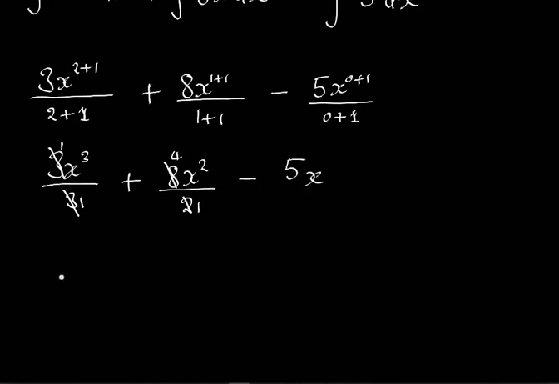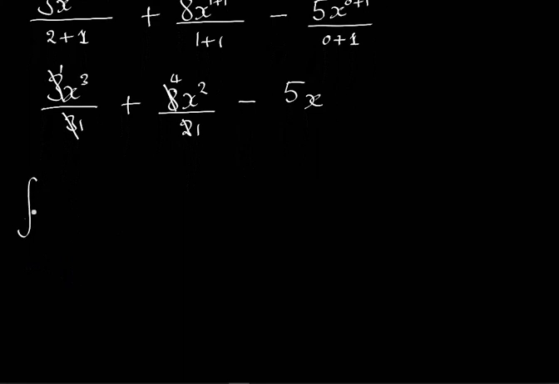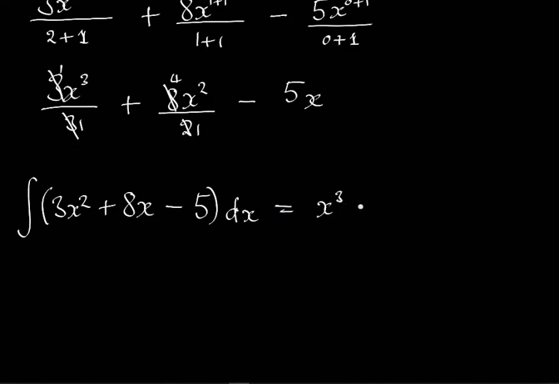So the solution for our question, which was the integral of 3x squared plus 8x minus 5 dx, is equal to x to the power 3 plus 4x to the power 2 minus 5x. And remember, because we don't have any limits here, those numbers that we put there are called limits. Now you know them. We're going to add a plus c.